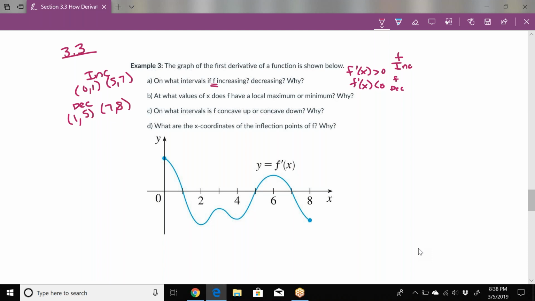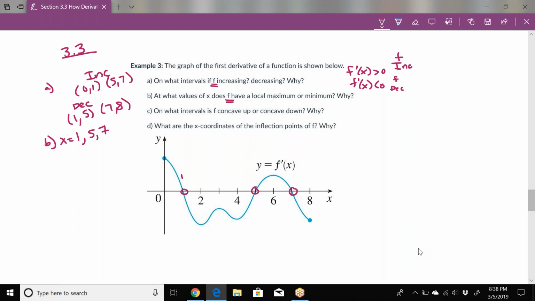Okay. Then it said, at what values of x does f have a local max or min, and why? Remember, we said that that would have been at those x-intercepts here, because the x-intercepts we get for the first derivative came from hilltops and valleys on the original function. Those are the places where we had 0 for our tangent, that was for the slope of the tangent. So for part B, we had x is possible at 1, 5, and 7. Those are places where we would have possible local maxes and mins.